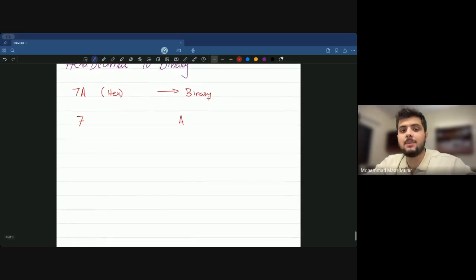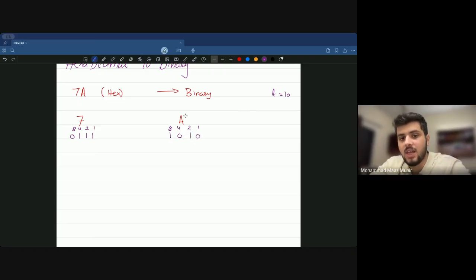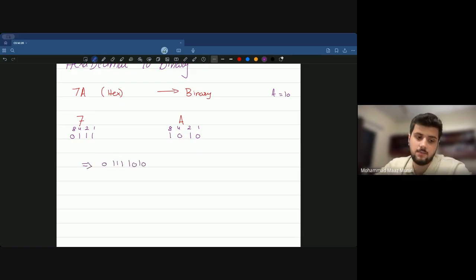And now I need to find the binary of each digit separately. So 1, 2, 4, 8, 1, 2, 4, 8 as the position values. And now 7 is what? 0, 1, 1, 1. 4 plus 2 plus 1 is 7, right? And what's the binary for A? A is basically my 10. So the binary for A is going to be 8, 0, 1, 0. Why? Because 8 plus 2 is going to get me a 10, which is the value of A. And I'm just going to be joining them together. So 0, 1, 1, 1, 1, 0, 1, 0. And this is my answer. Easy peasy lemon squeezy.